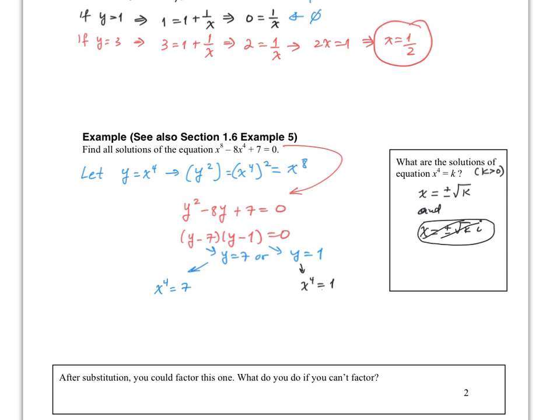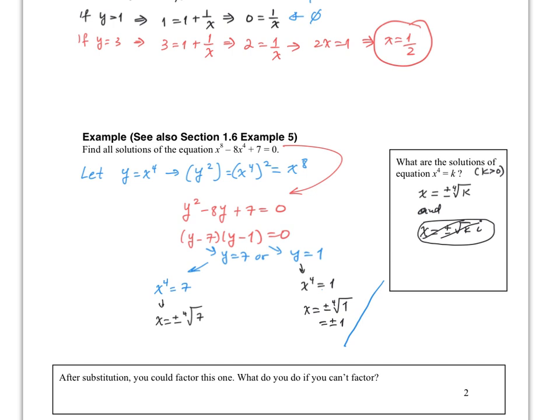So technically, the solutions we have for now are plus or minus the 4th root of k. So therefore the solution for this one, x will be plus or minus the 4th root of 7, and for this one x equals plus or minus the 4th root of 1, which is just plus or minus 1.